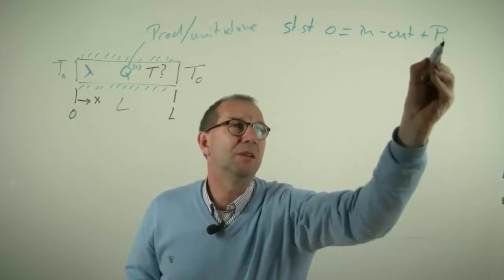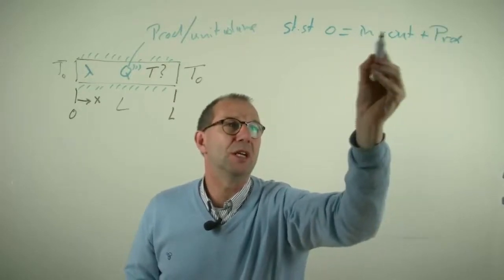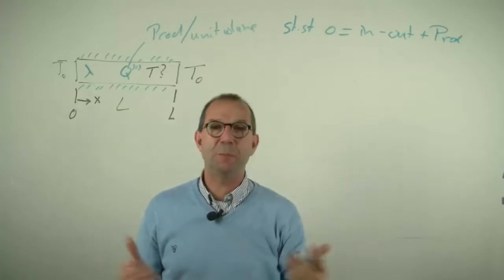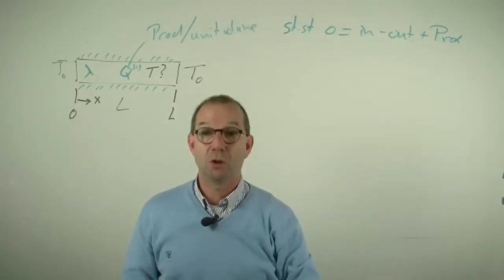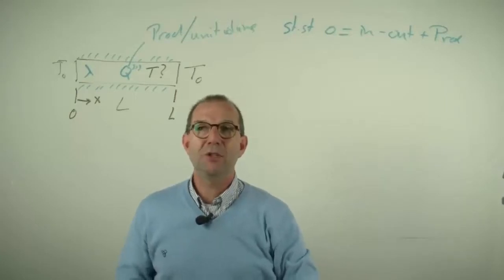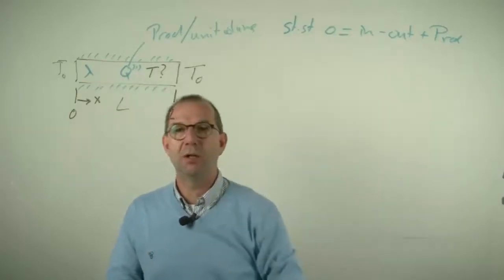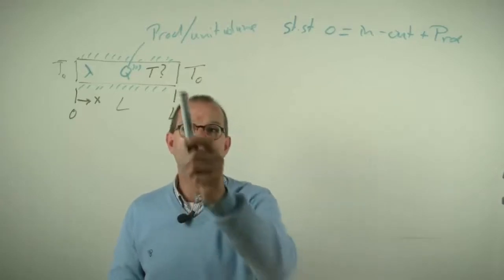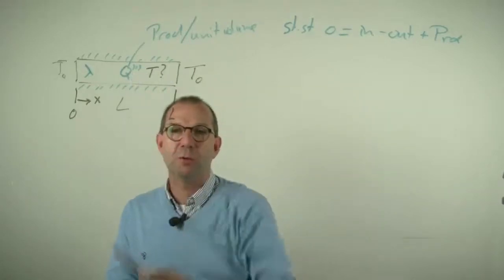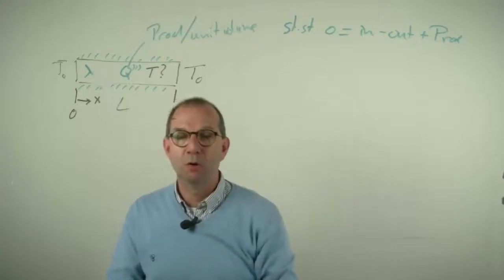0 equals in minus out plus production. But I have to specify first, before I can use this any further, a control volume. Now it's not a good idea to use the entire rod as the control volume, because how on earth can I tell then that it's hotter on the inside than closer to the walls?